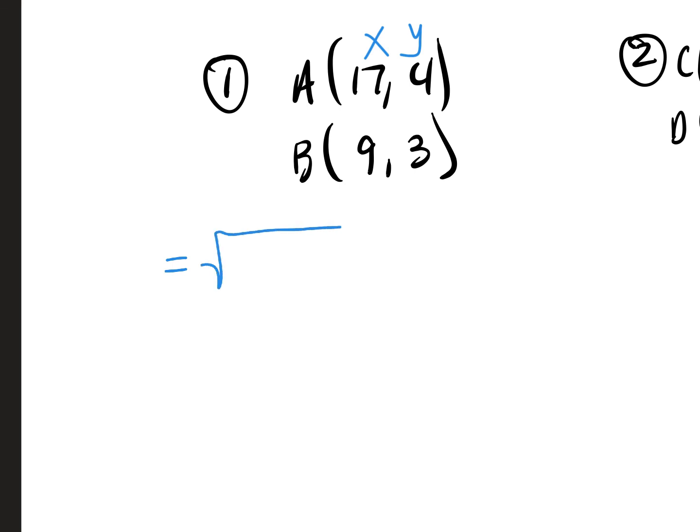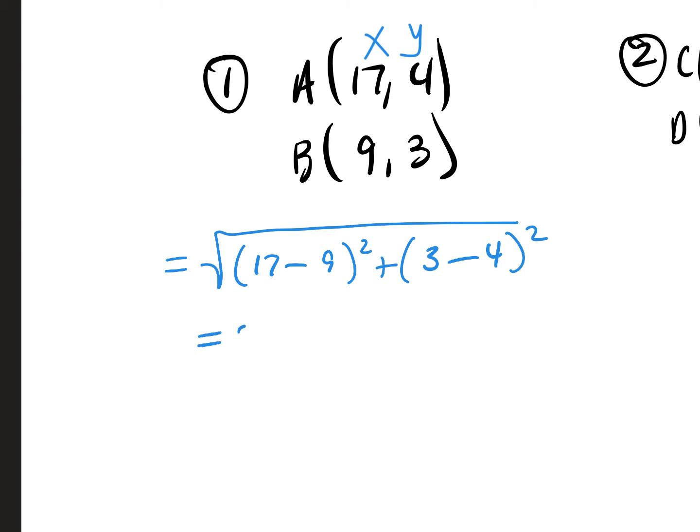So get your distance formula set up. I have my 2 parentheses that are joined by a plus sign and they're squared, and then a minus sign in the middle. Does it matter if I put 9 minus 17 or 17 minus 9? No. The big thing that is important is that x's stay with x's and y's stay with y's. So 17 minus 9. And then I'm going to say 3 minus 4. You could do it the other way if you wanted to.